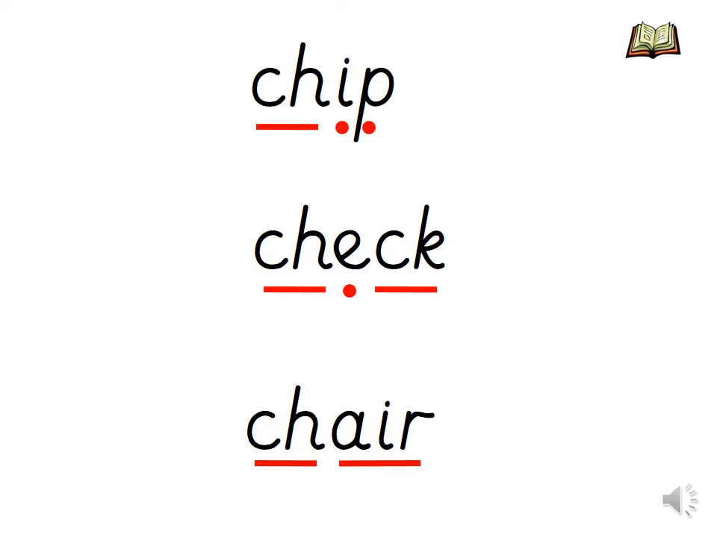Did you sound out and blend the words? The first word is chip, the next is check, and the last one was chair. Did you spot that trigraph at the end of chair? I wonder, have you noticed something that is the same about all of these words? There is a pattern. Yes, the ch digraph is at the beginning of all of these words.